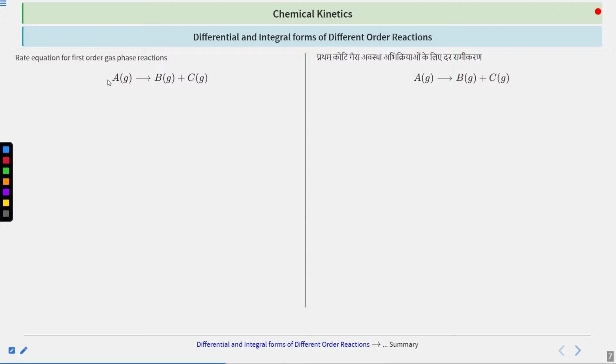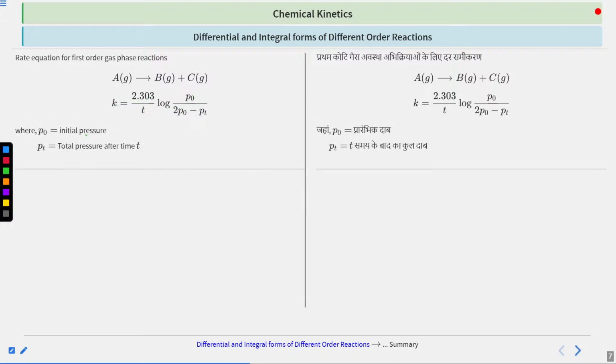Suppose there is a decomposition reaction where A is going to B plus C, meaning two products are formed. Then in that case your k can be written as 2.303 by t log P naught by 2 P naught minus Pt. Okay, log P naught by 2 P naught minus Pt. So what is P naught? P naught is the initial pressure and Pt is the pressure at time t.